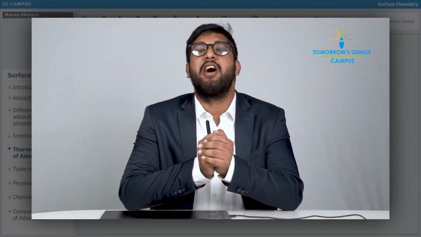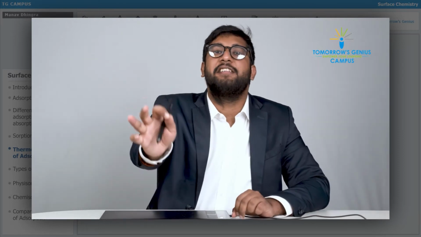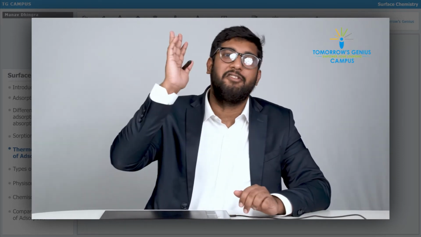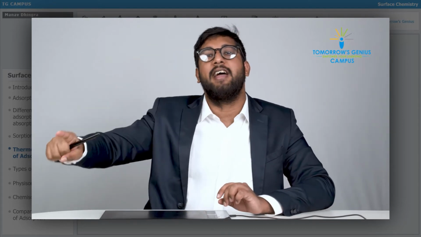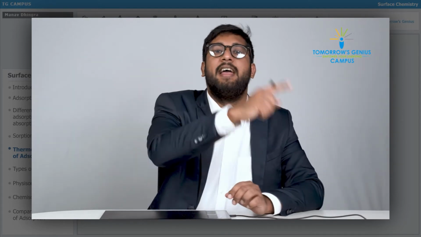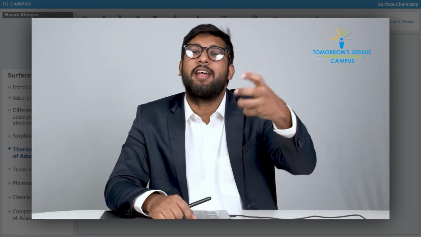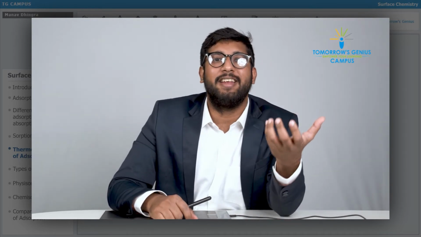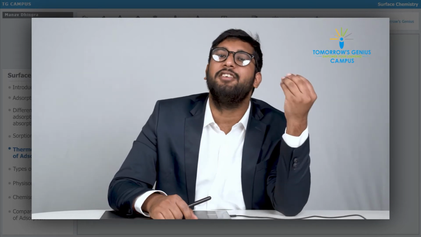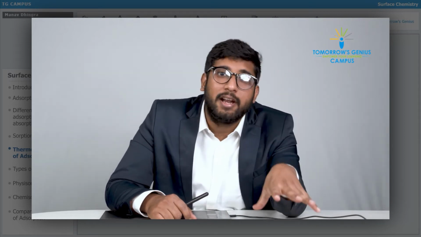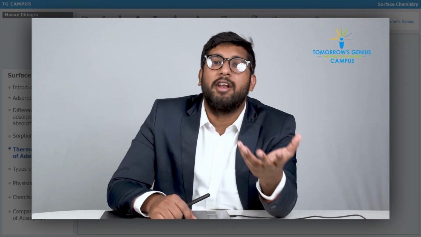Let's see about the last thermodynamic property, that is your Gibbs free energy change. And you know the formula of delta G, it is equal to delta H minus T delta S, right? And you know, for any process to be spontaneous, what should be the case for delta G? Your delta G should be negative. If your delta G is 0, you are at equilibrium.